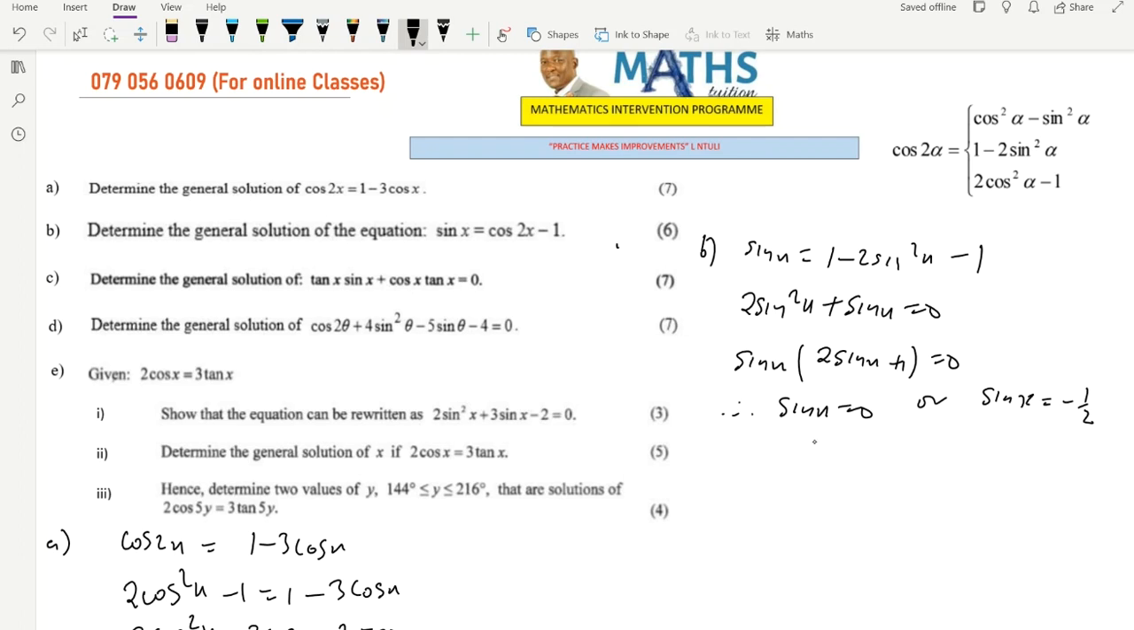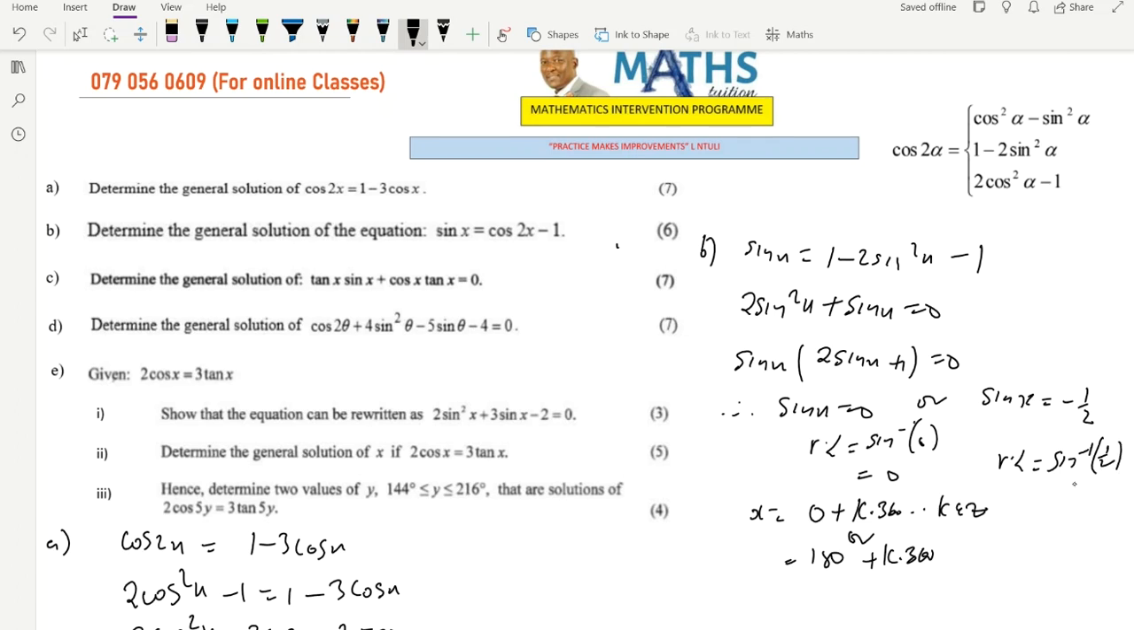Okay, where does this take us? Our reference angle will be shift sine 0, which is 0. Then our x will be at 0 plus k 360, where k is an element of the integers, or at 180 plus k 360. On this one, we also need to find the reference angle of sine. Please, grade 12, make sure that on your calculator you must never and ever use a negative sign.